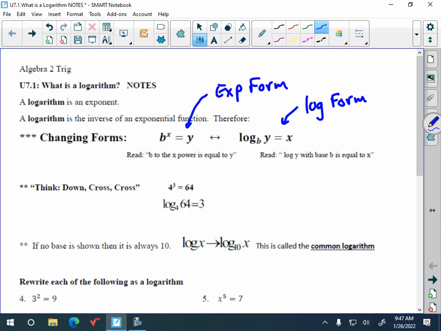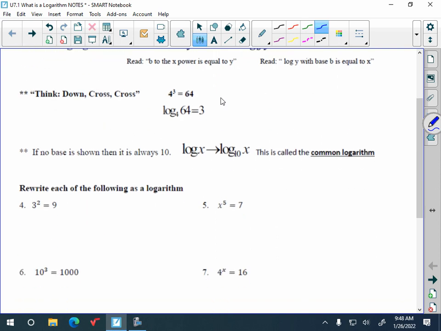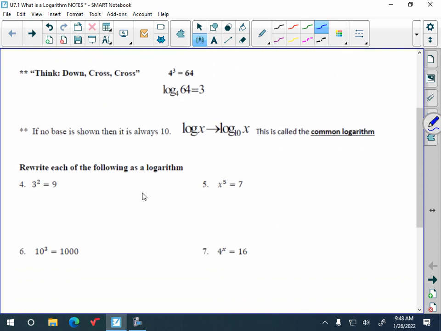All right? And then you can go back and forth. So you can go from log form to exponential form and do the same thing. All right, so if you want to go from log to exponential, you're going to bring the base down, right? And then you're going to switch the two numbers across the equal sign. All right, so again, we're just rearranging these terms around.